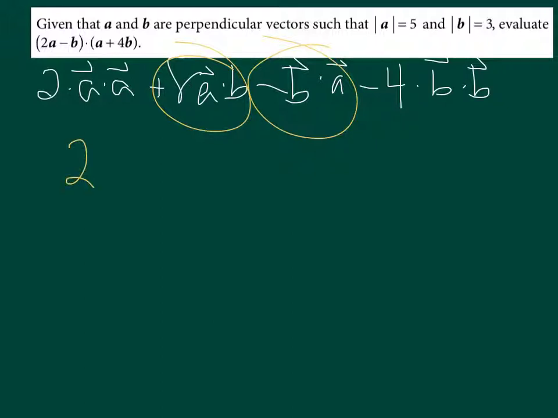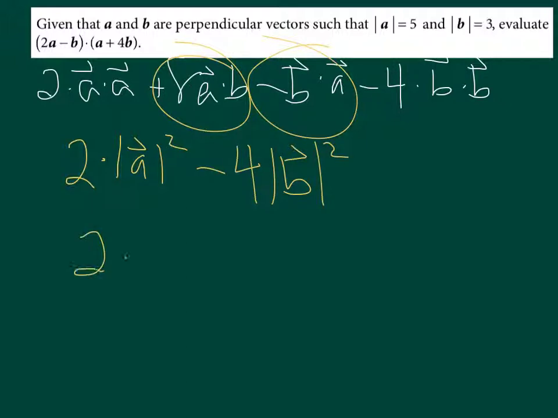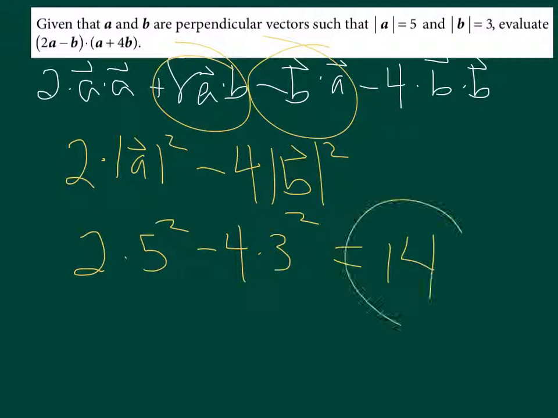So we have 2 times, now what happens when we dot a vector with itself? We get its magnitude squared. So plus 0 minus 4 times the magnitude of b squared. Well, we know the magnitude of a and we know the magnitude of b, so we have 2 times 5 squared minus 4 times 3 squared, which is 14. Done. There we go. And when you're done with this, please go back to the beginning and notice that we really are taking one vector, a second vector, and taking their dot product, so we better end up with a real number answer.